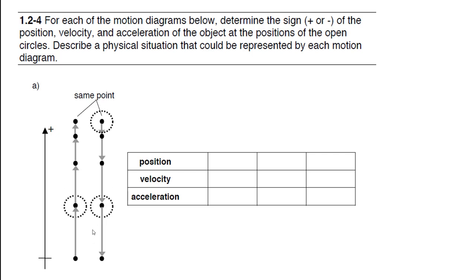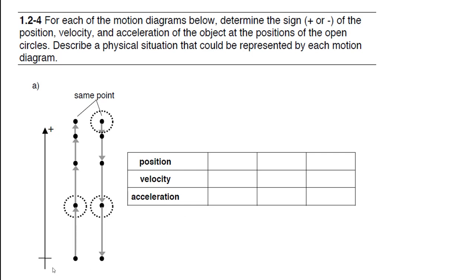And the question wants me to determine for these 3 points that are circled, this one, this one, and this one, what is the position, the velocity, and the acceleration at each of those moments. And we're going to determine whether the position, velocity, and acceleration are positive, negative, or zero.